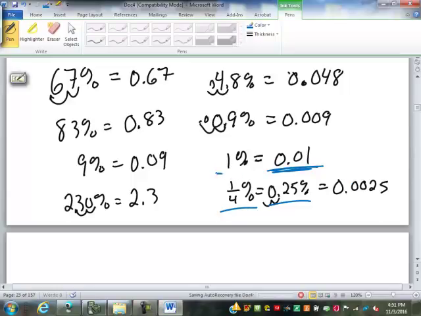This is what we call benchmarks. And we talk about percents more next week. We'll talk a lot about benchmarks and how they fit into things.